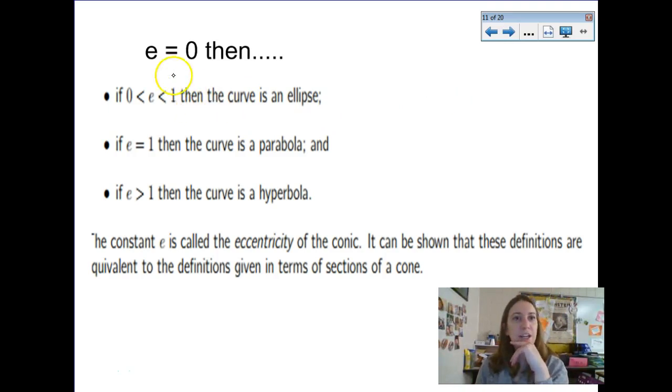Here, this is what I need. If your eccentricity value is between 0 and 1, you have an ellipse. If it equals 1, you have a parabola. And if it's greater than 1, we have a hyperbola. And then there's a little note at the top here that says, well, what if the eccentricity is 0? That means you have a circle.